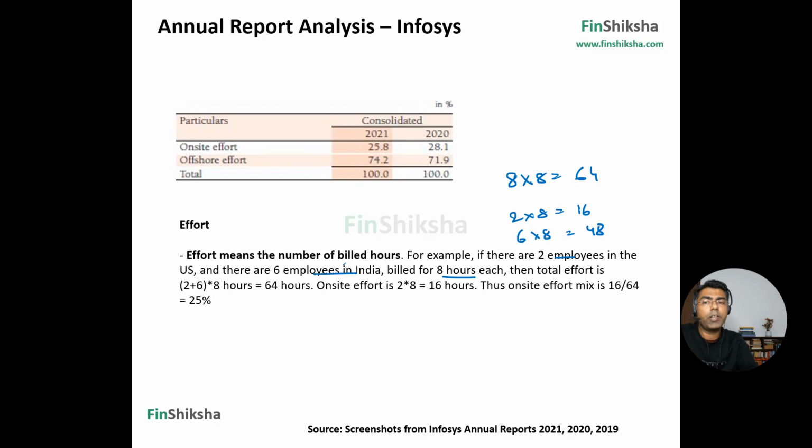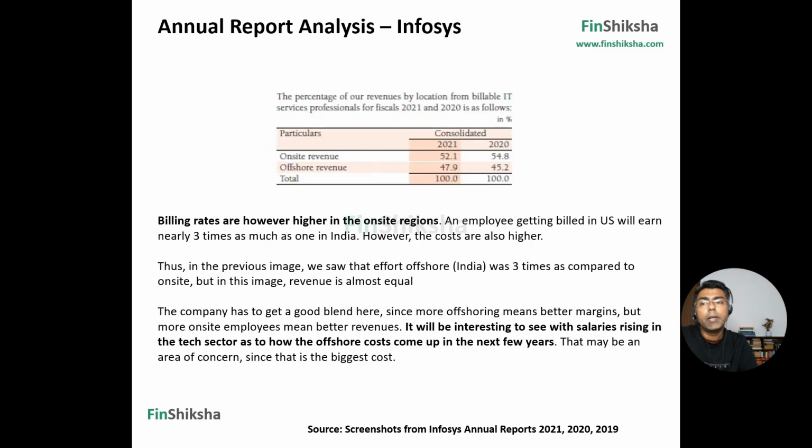So the mix is basically 25% and 75%, which is what we see here approximately for 2021, correct? Now revenue, however, remember billing rates. If your employee is sitting in the US, the billing rate would be significantly higher, right? Makes sense, right? So billing rates are higher in on-site regions. So while 25% of the billing in terms of volume hours happens on site, 50% of the revenue gets generated there, right? 50% of the revenue gets generated there.